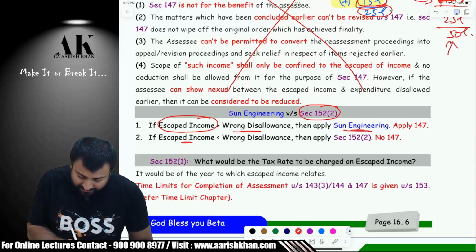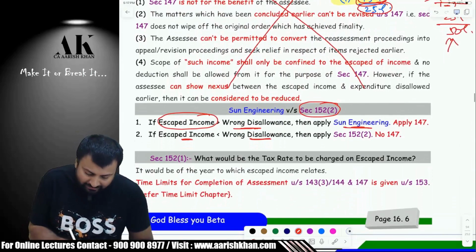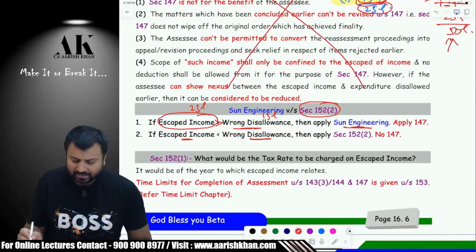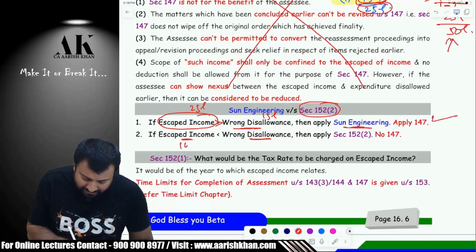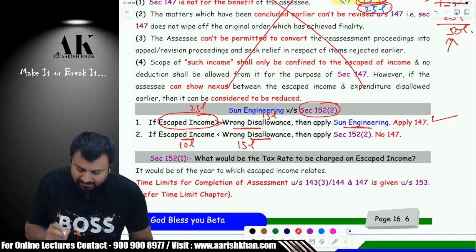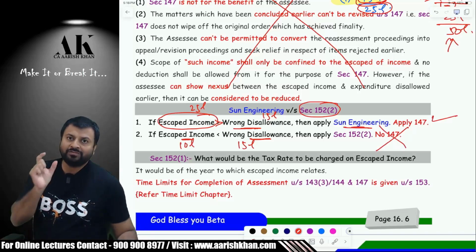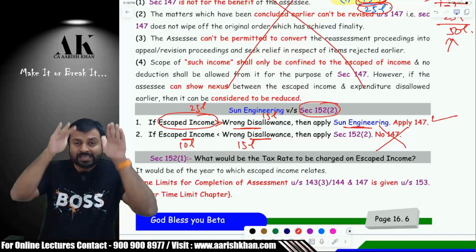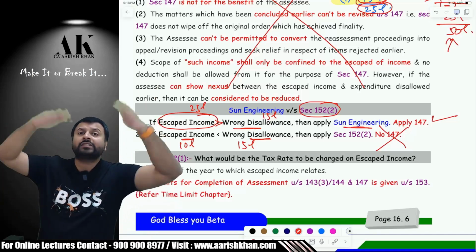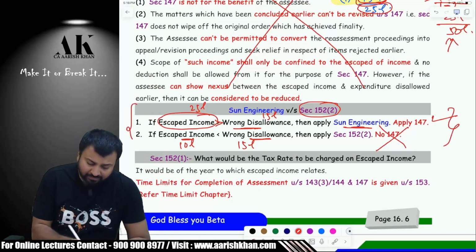But if the escaped income is less than the wrong disallowance, here how much is the escaped income? 25 lakhs. And how much is the wrong disallowance? 15 lakhs. Is the escaped income greater than the wrong disallowance? Yes. Apply 147 and take tax on 50 lakhs. But if the escaped income is just 10 lakhs and the wrong disallowance is 15 lakhs, then 147 shall be dropped in that case. Okay. So you have to compare your escaped income with your wrong disallowance. If the escaped income is less and the wrong disallowance is more, 147 shall be dropped by the income tax department. This is what this particular provision wants to tell you.